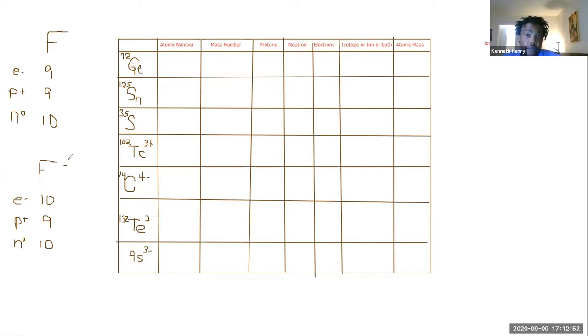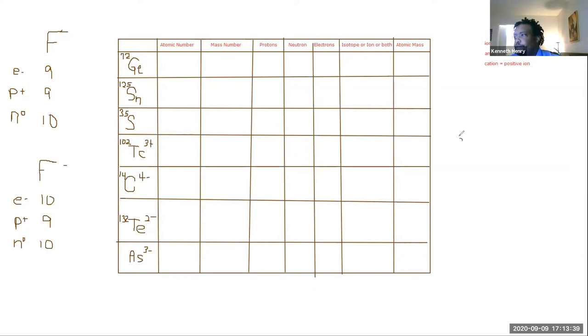So if it's a negative ion, a negative ion is called an anion. Anion equals negative ion. And a cation, and I'll show you an example of that in a second, is a positive ion. Okay?